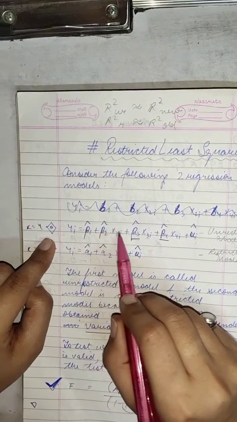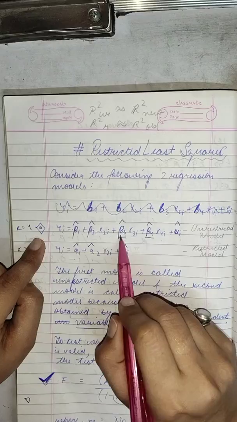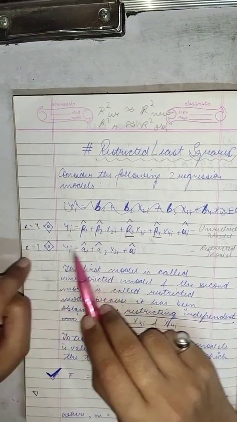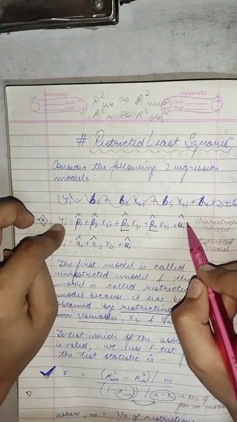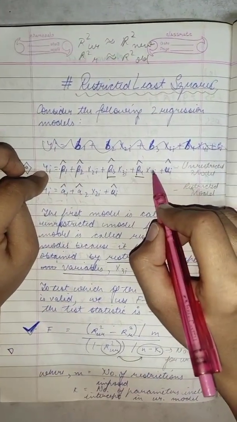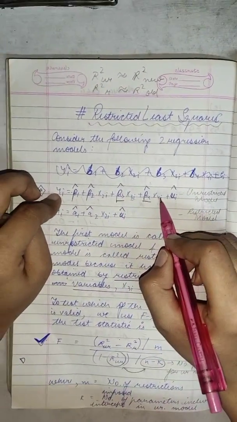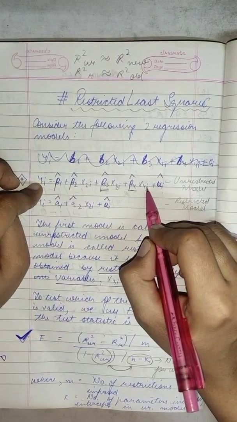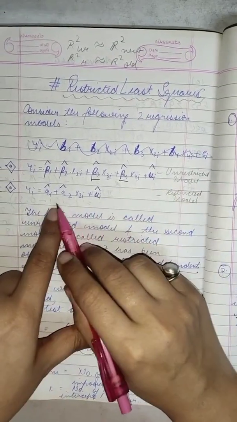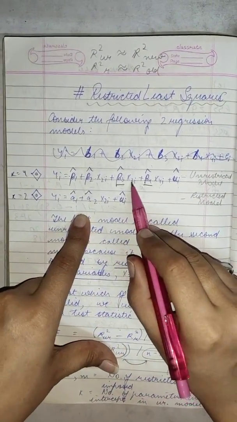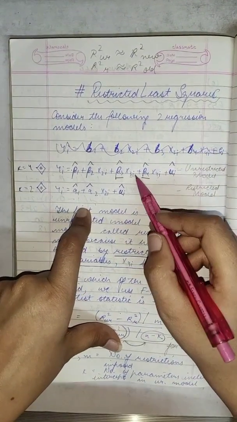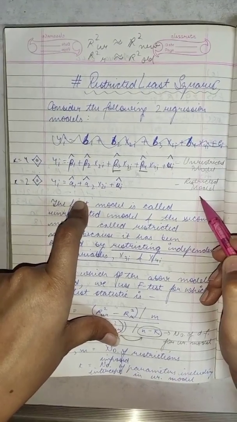In the first model, how many parameters do you have? 1, 2, 3 and 4. So I have written k is equal to 4. In the second model, you have 1, 2. K is equal to 2. The bigger model, or the model where x3 and x4 are present without any restriction, we call it the unrestricted model. And the second model, in which we have not taken x3 and x4, where we are restricting the values of x3 and x4, is known as a restricted model.